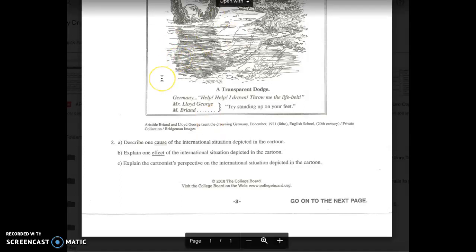So what that student did was give a cause of the situation, okay? Why does Germany feel like they're drowning? The Versailles Treaty, and then gave specific details from that treaty.